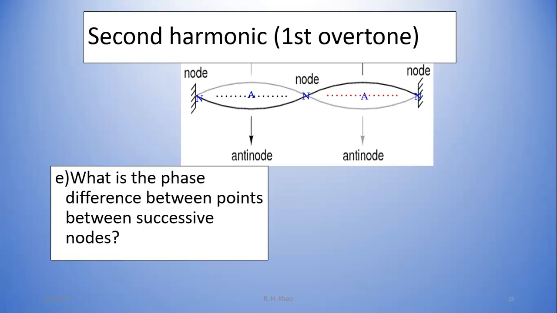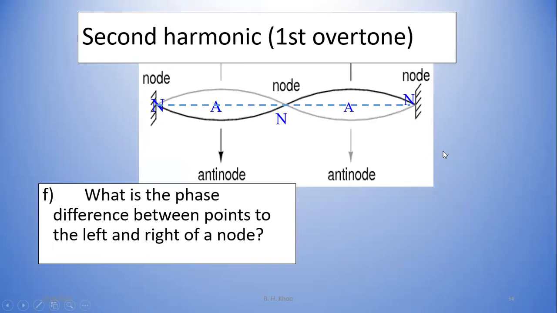What's the phase difference between successive nodes? What's the answer? Successive nodes, they're vibrating in phase. What's the phase difference between points to the left and right of a node? 180 degrees. Good. 180 degrees out of phase.